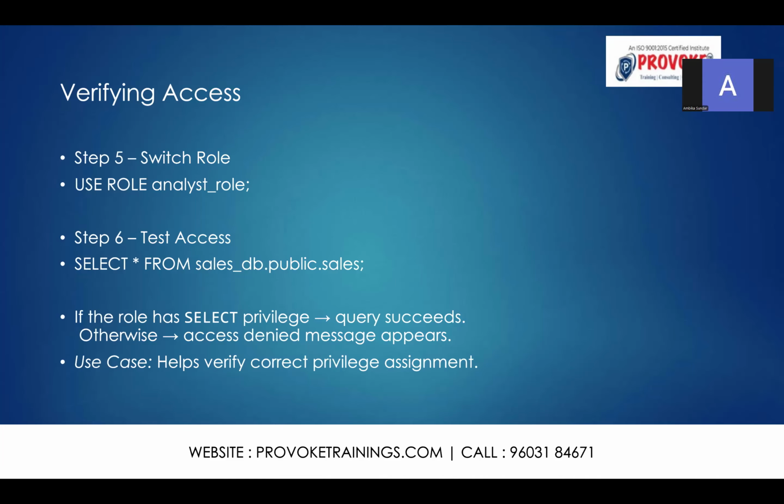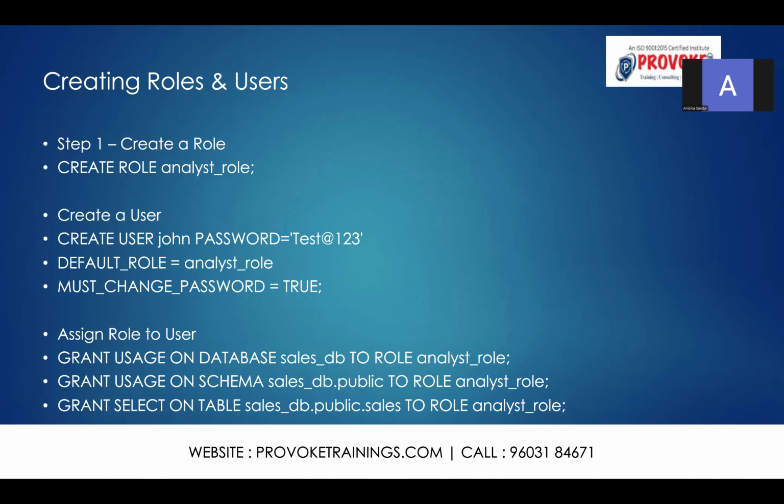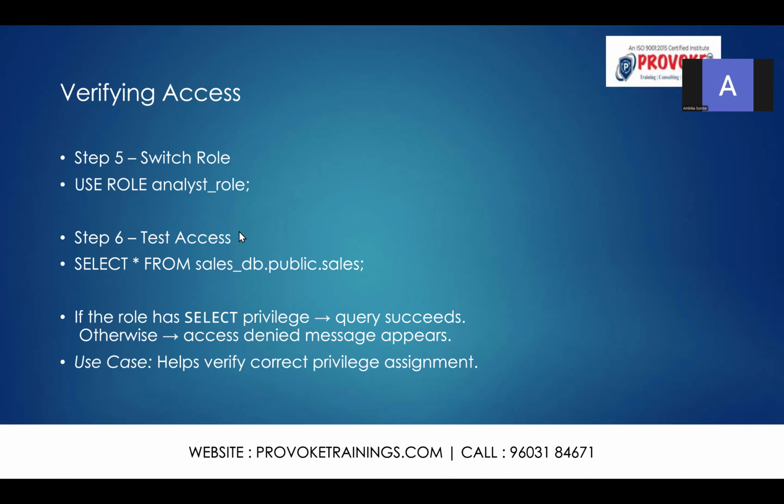Next is test access. SELECT star FROM database name dot schema name dot table. Now if you run this query, because in the previous step the GRANT SELECT option has been given for the sales table, when you execute this select statement, you will be able to see all the records from the sales table. If the role has select privilege, the query succeeds. Otherwise, an access denied message will appear on the screen. This use case helps verify the correct privilege assignment.